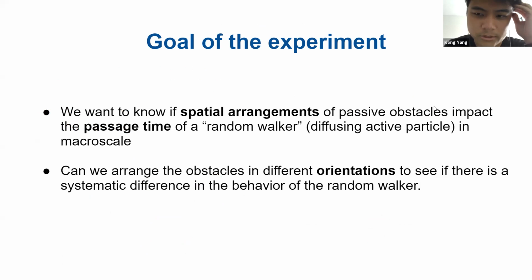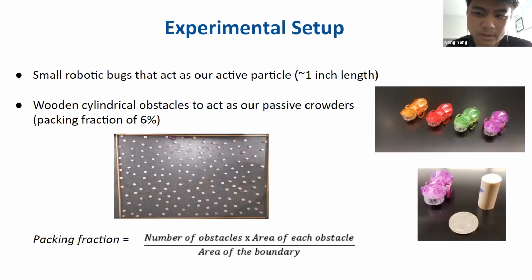So, what are we trying to accomplish with the random walker and the passive crowder? We have two goals. One, we want to know if spatial arrangements of a passive obstacle impact the passage time of a random walker. And two, we want to know if we can arrange the obstacles in different orientations to see if there's a systematic difference in the behavior of the random walker.